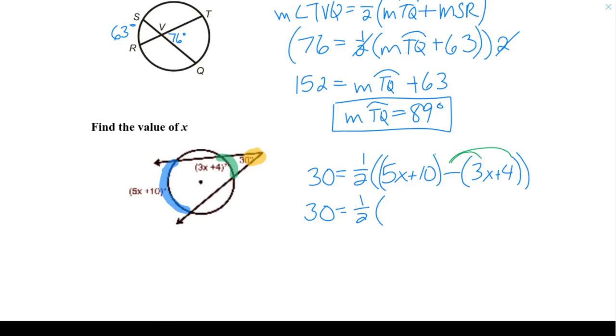I'm just going to go ahead and keep working inside and let's simplify this out. So we'd have 5x minus 3x, which would be 2x. And then we'd have 10 minus 4, again, because that minus is getting distributed through, which would be a positive 6.